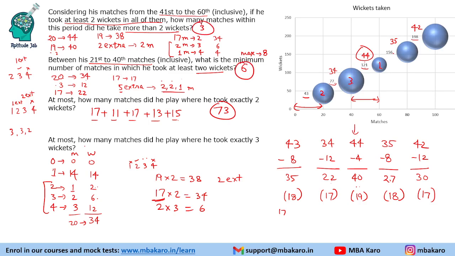And the last question, at most how many matches did he play where he took exactly 3 wickets? So exactly 3 would be easy to do. 11 times here. Here we can have 7 times and 1 wicket and then remaining wicketless. So 13 times, 9 times and 10 times. So this is 20, 20, 20, 40, 50. So he can have maximum 50 matches where he took 3 wickets in a match.